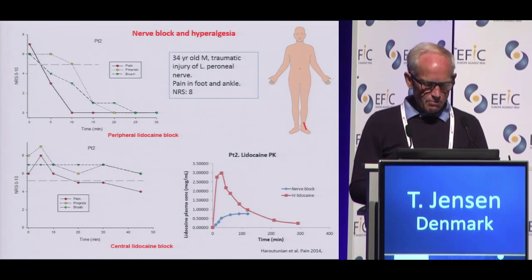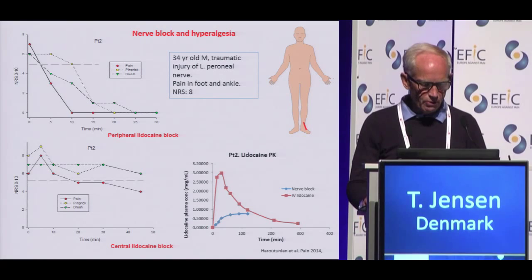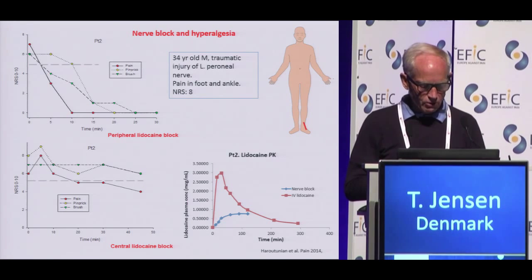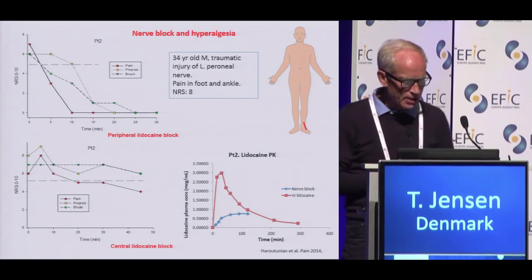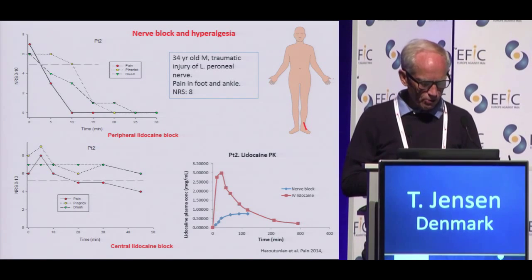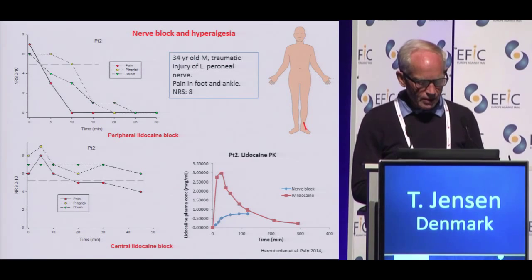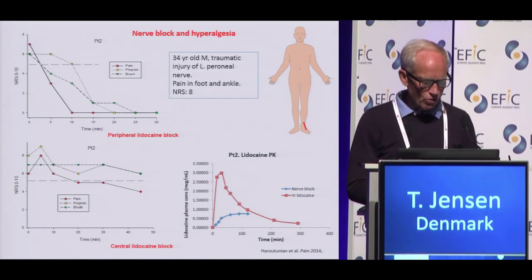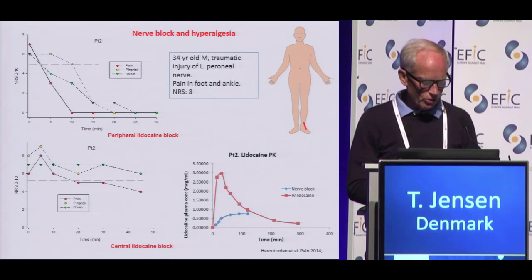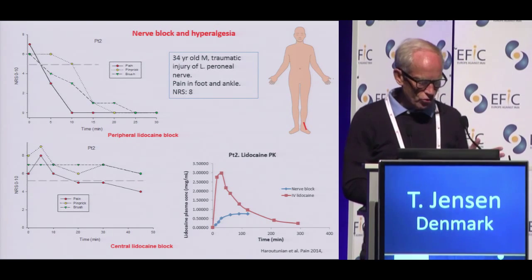So here is an example for a patient with peripheral nerve injury, a 34-year-old male with traumatic injury of the left peroneal nerve, pain in the foot and ankle, pain intensity about 8. When he had a complete block, the pain goes away, and so does the sensation to cold and other sensory modalities very shortly.